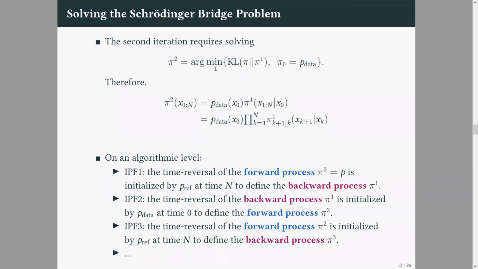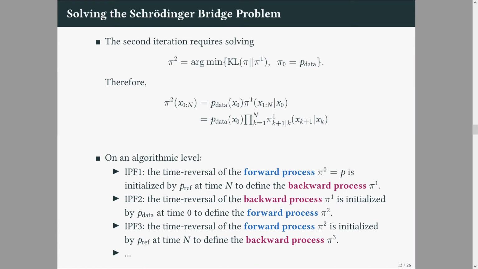So what's the next iteration? Well, this time you have to solve this KL minimization problem under the constraint on the initial distribution of the data. And it's easy to see once more, by using a simple decomposition of the kernel, that the next iterate of IPF, pi2, is a forward process which you initialize at the distribution of the data, and it has forward kernels which are essentially obtained by reversing the backward kernel of pi1.